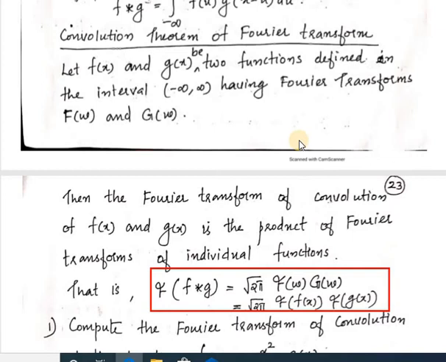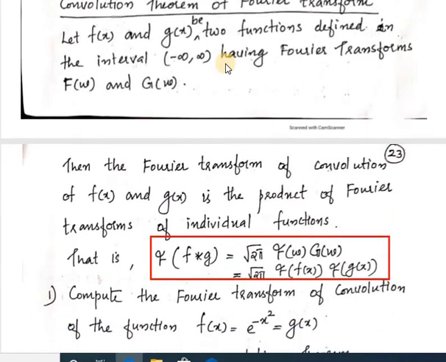That is, if two functions are defined in minus infinity to infinity, having Fourier transforms capital F of omega and G of omega, then the Fourier transform of the convolution of f of x and g of x is the product of the Fourier transforms of the individual functions. So just find the Fourier transform of the given functions, and multiply with root 2 pi. So this theorem statement is very much important. I have already told that this is a question in the model question paper, a 3 marks question, that is, state the convolution theorem for Fourier transform.